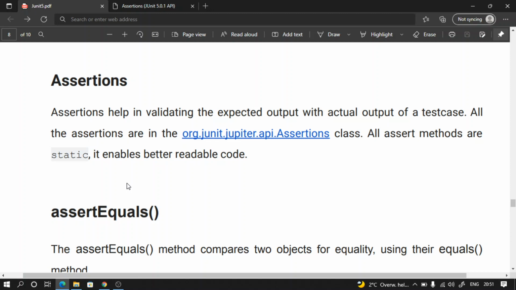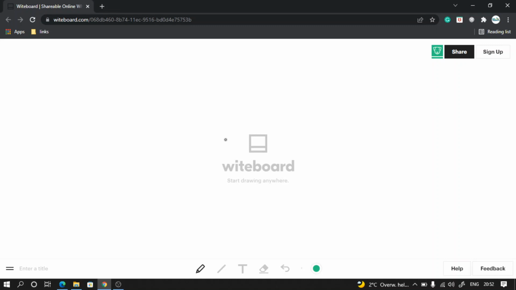Welcome. Let's try to understand a very important concept called assertion. What exactly does an assertion mean? We have to understand this, only then will we be able to write good unit tests. For understanding assertion, let's go to our drawing board.